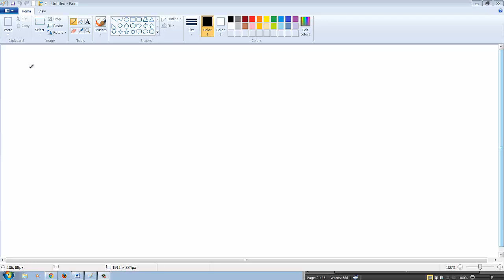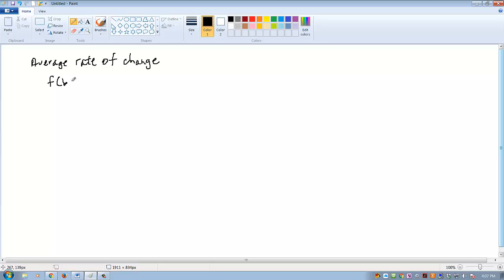So we have to talk about now the average rate of change. The average rate of change is something that'll come up in later courses, but we've seen it already. This is where if you have a function from a to b, you do f of b minus f of a over b minus a.